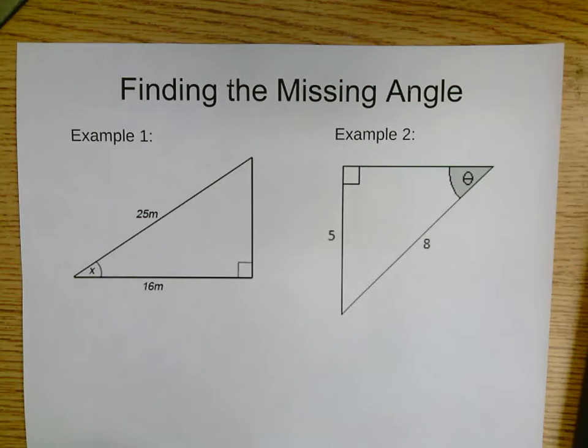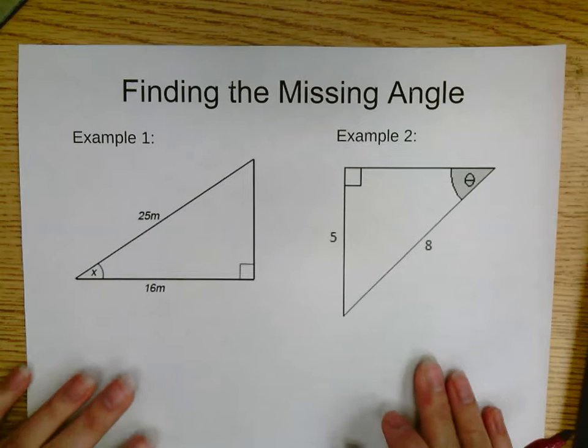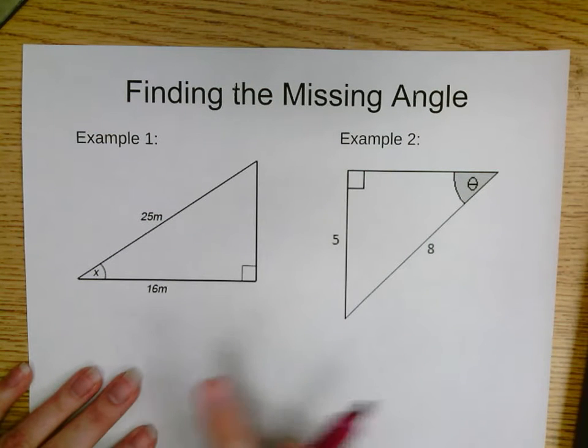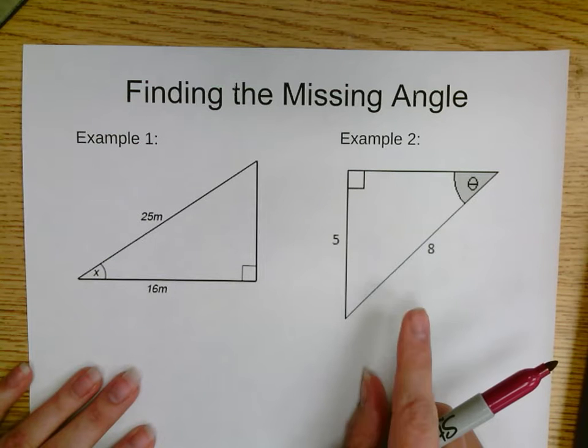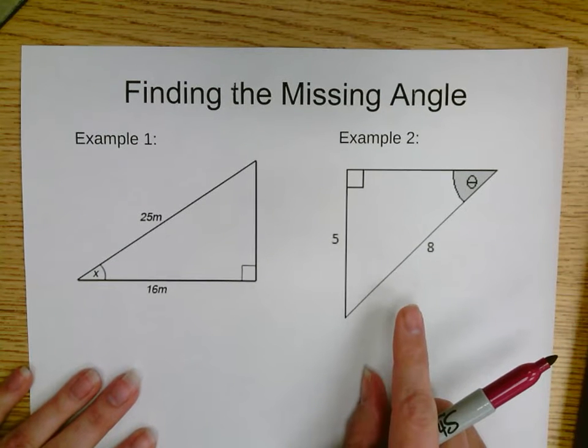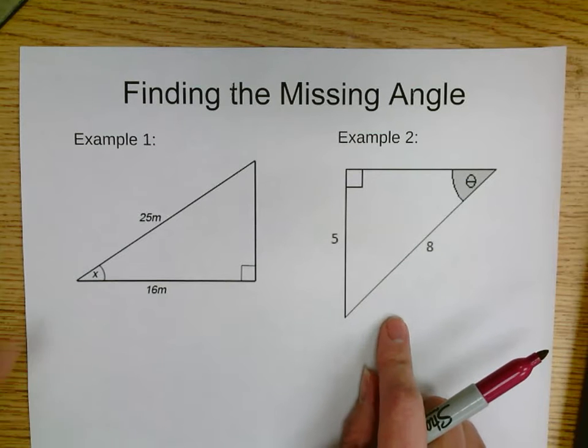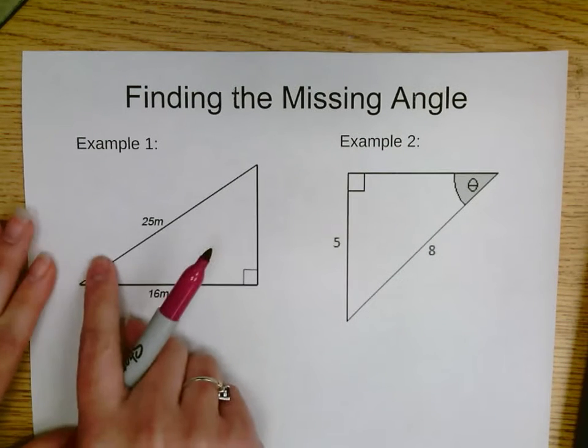Alright, this is lesson 4, finding the missing angles of a right triangle using trigonometry. We're going to set up these trig functions, whether it be sine, cosine, or tangent, and solve for the missing angle. So in example 1, I have my angle here, and I have to figure out what sides I'm dealing with.